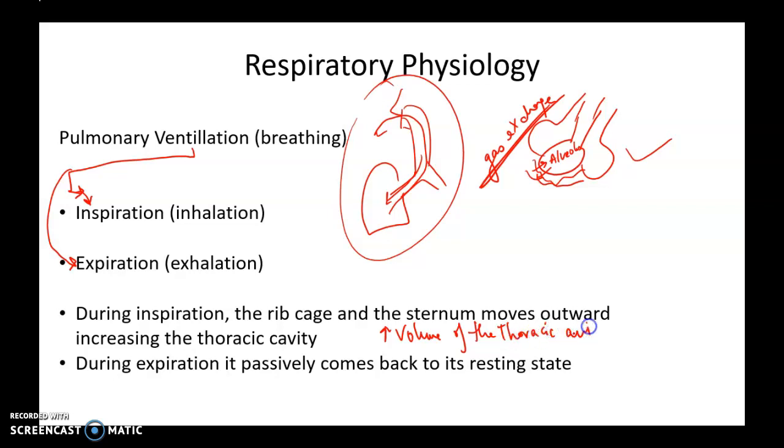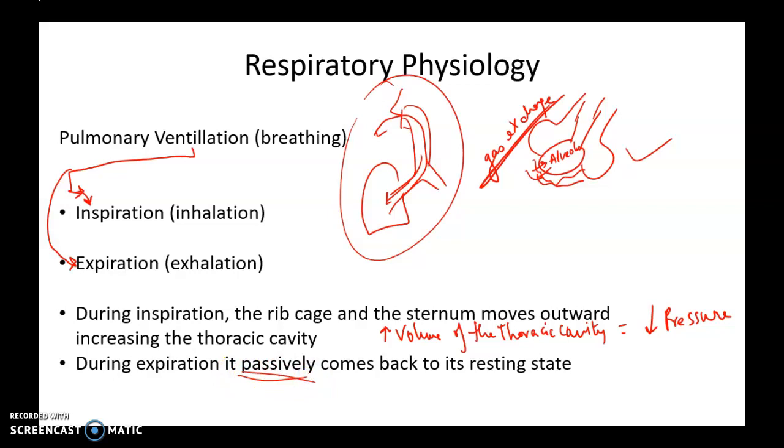And as you increase the volume of the thoracic cavity, what happens? Pressure goes down. We will talk more about this in the upcoming slides, but this is something that I want to introduce to you right now. And then during expiration, what happens? Expiration is a passive process. I want you to remember this for testing purposes.